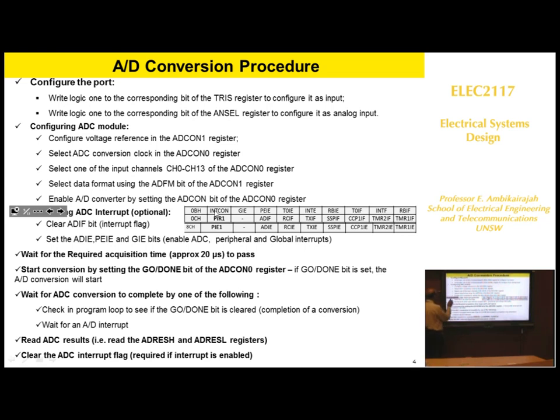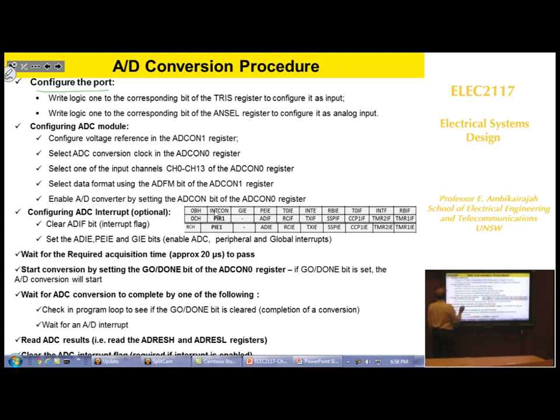Okay, the question is now, how are we going to program this? So what are the steps involved? First step is to configure the port. What port are you going to use? So port A, port B, I've already shown you previously. There are 14 analog inputs, but they are spread between port A, port B, and port E. There are various pins that can be programmed as an analog pin.